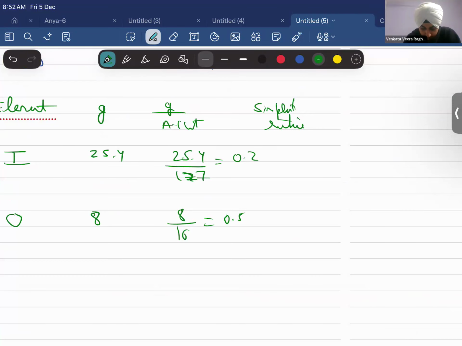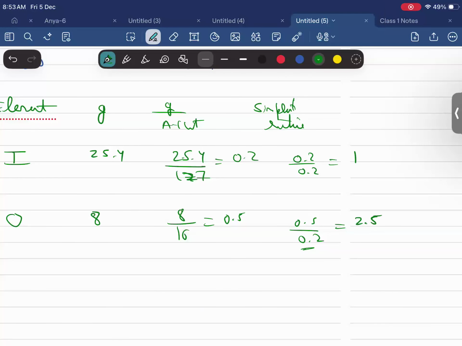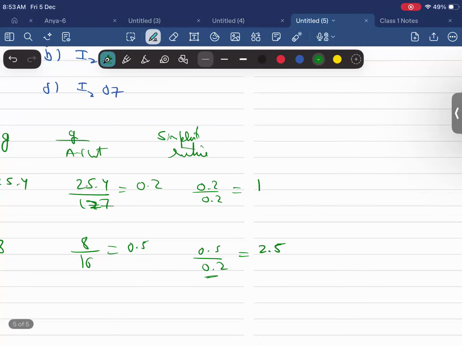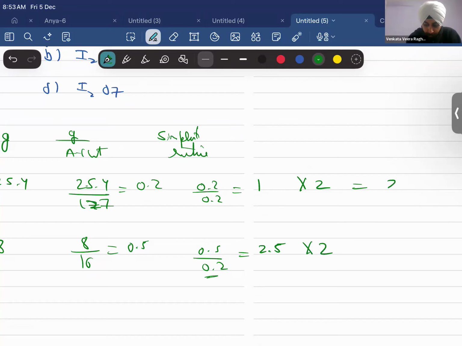So 0.2 divided by 0.2 and 0.5 also divided by 0.2. So here how much am I getting? 1. And here you are getting 2.5. Now this is not a natural number, but it is very easy to convert it into a natural number by just multiplying with 2. So 2 and 5. So I am getting I2O5 as the correct answer, not I2O7.